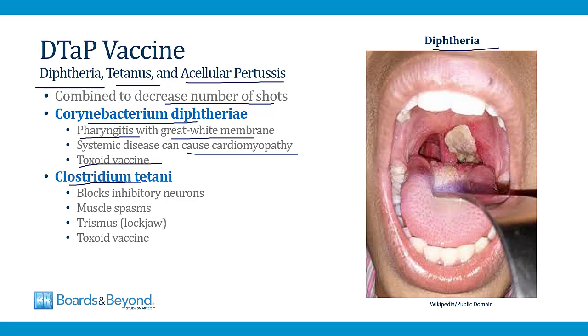Clostridium tetani is the bacteria that causes tetanus. It produces a toxin that blocks inhibitory neurons. This leads to overactivity of muscles in the nervous system, causing muscle spasms. And the classic symptom is trismus or lockjaw, where you cannot move your jaw. And tetanus is another example of a toxoid vaccine.